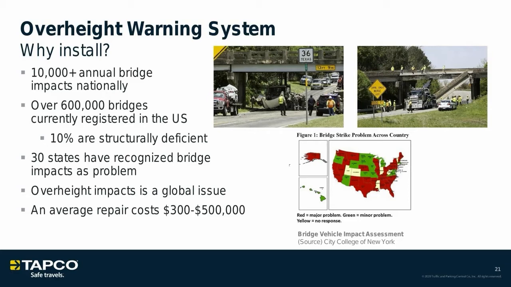The average cost that we found for redoing a bridge that's been hit, the repair cost, is $300,000 to $500,000, and I don't doubt that it's higher than that in certain scenarios. So for a system that costs a fraction of that, it's definitely worth looking at and trying to implement for a specific roadway that may have a low-lying bridge. The map on your screen indicates major problems, minor problems, and obviously no response based on this testing. So in the Southeast, every state's red.